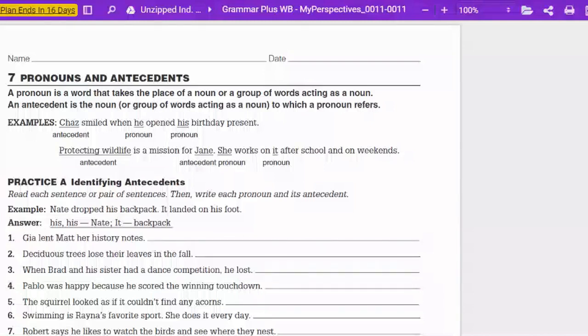place of a noun or a group of words acting as a noun. An antecedent is the noun or group of words acting as a noun, to which a pronoun refers. Let's take a look at this example.